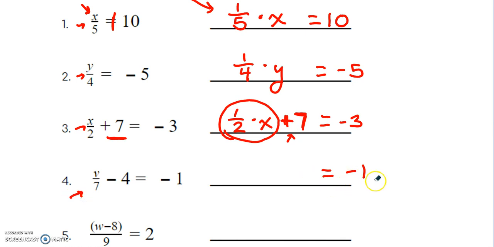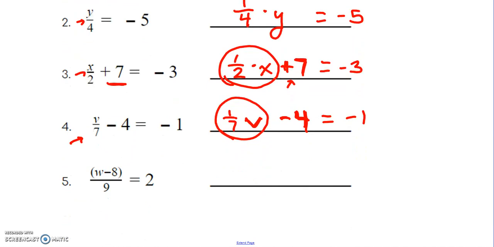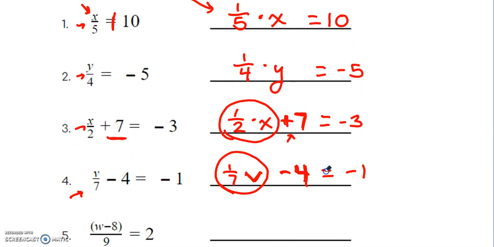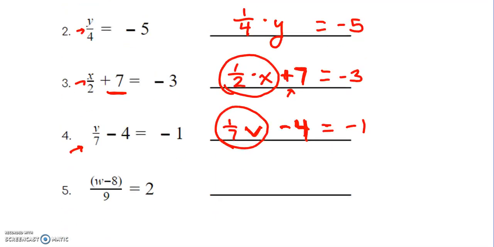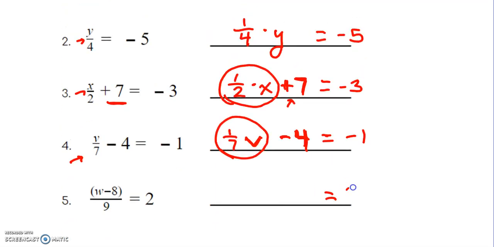Number 4, we have it equal to negative 1. That negative 4 is our constant this time, and v divided by 7 is the same thing as 1/7 v. We're taking 1/7 of v, which is the same thing as dividing it by 7, and then subtracting 4. So again, to solve this, I would pause here and undo that negative 4, zero out the negative 4 before dividing. Last but not least, we have equation number 5, which equals 2. I'm going to put that there.